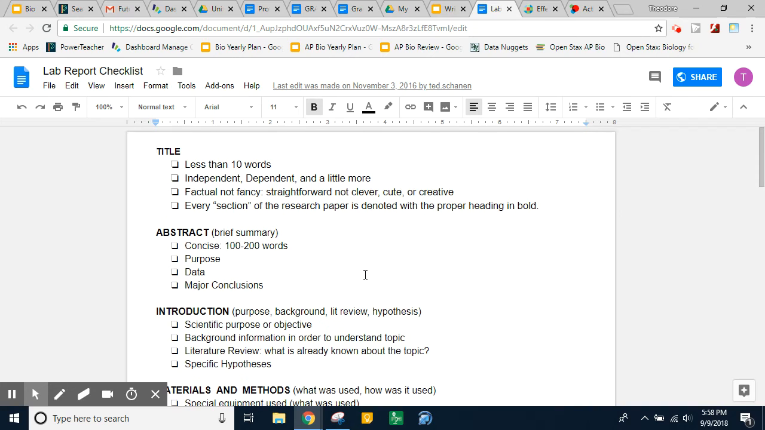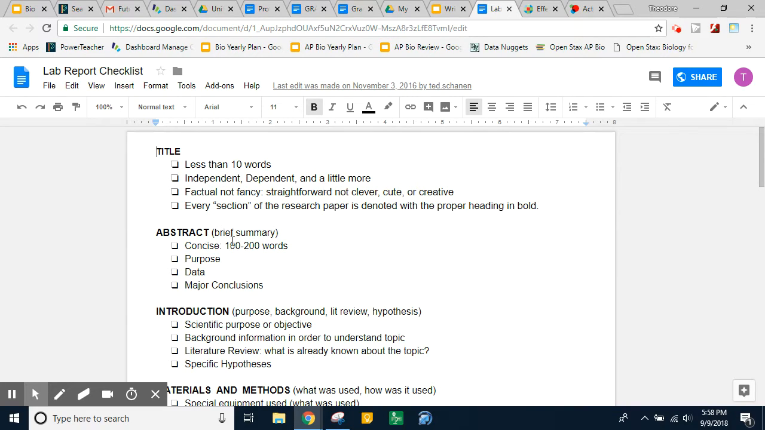This is how scientists write. You see, it's factual, not fancy. It's straightforward. It's not clever, cute, or creative. This isn't creative writing. This is get to the point, tell the science, and keep moving.